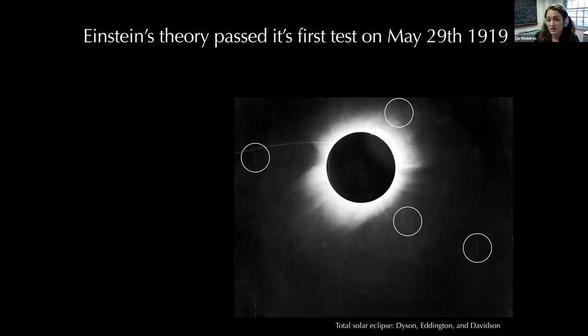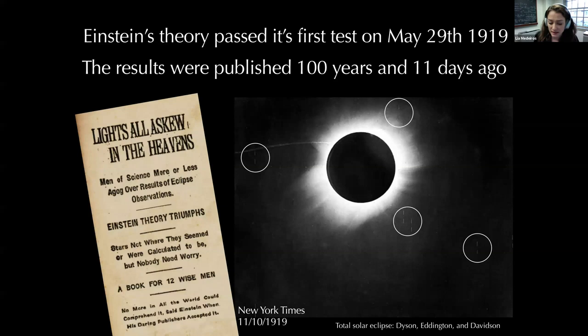And so, as I already mentioned, this was done for the first time on May 29th, 1919. And then a few months later, on November 11th of 1919, the image that you're seeing here on your left, this was the front page of the New York Times. And it says, "Lights all askew in the heavens. Einstein theory triumphs." And this is really what propelled Einstein into the limelight. And so again, the 100-year anniversary of this newspaper coming out was 100 years and about 11 days ago.